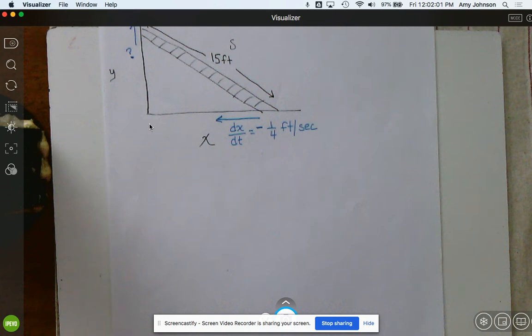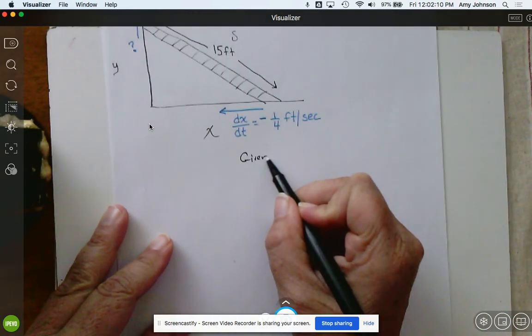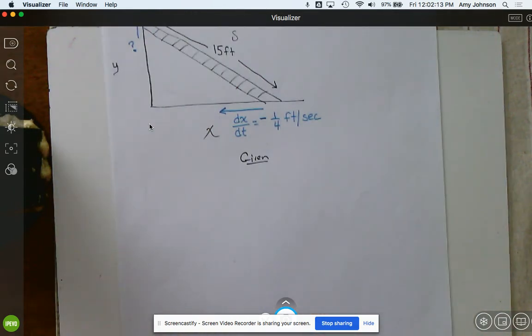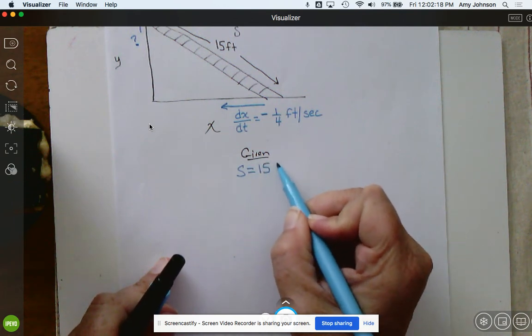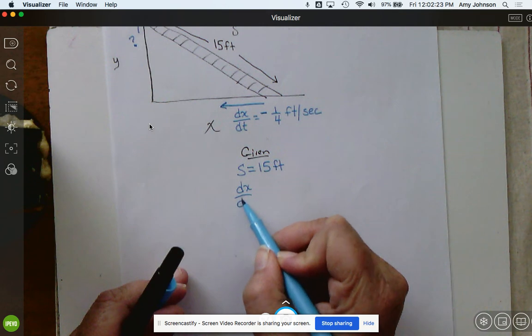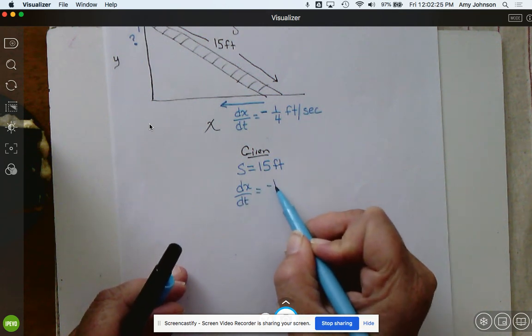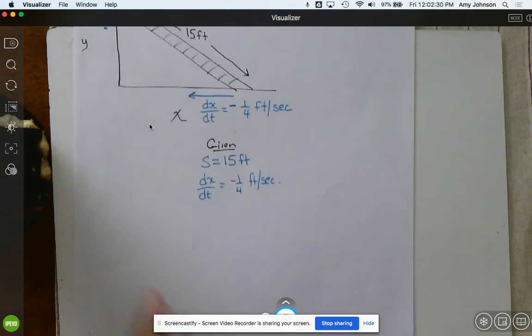So then the second thing we're going to fill in is our givens. So we have the given that S equals 15, right? That's the length of the ladder. And that dx dt equals negative 1/4 feet per second. And I'm going to go ahead and do this by hand and switch to calculator only if I need to.